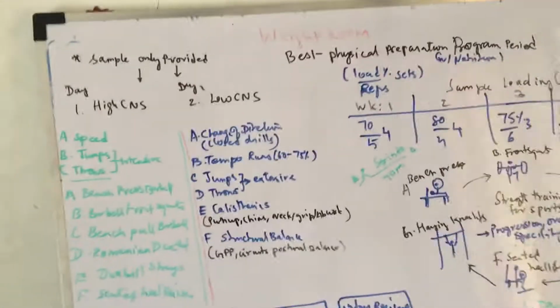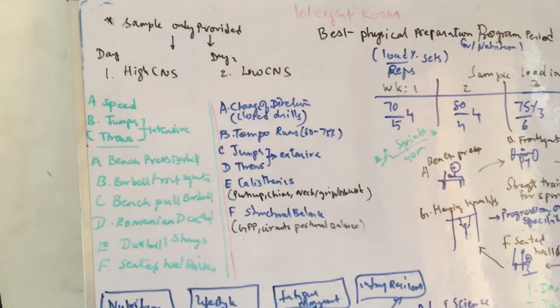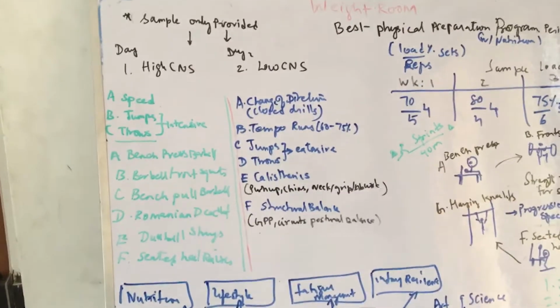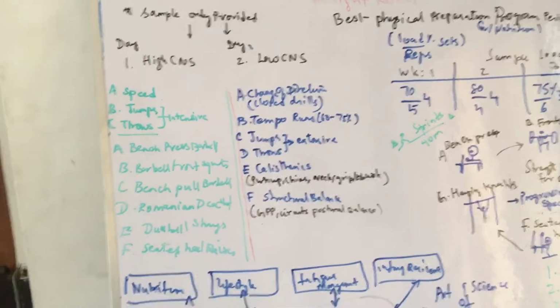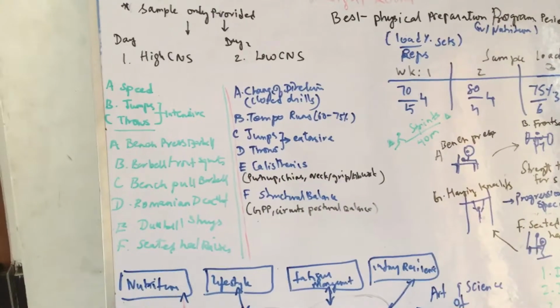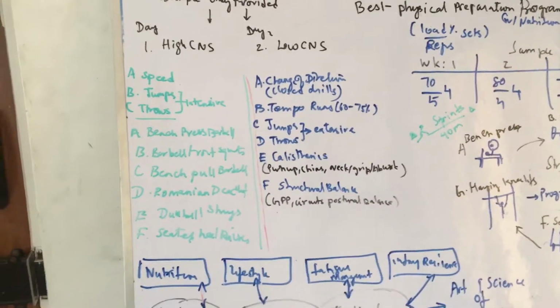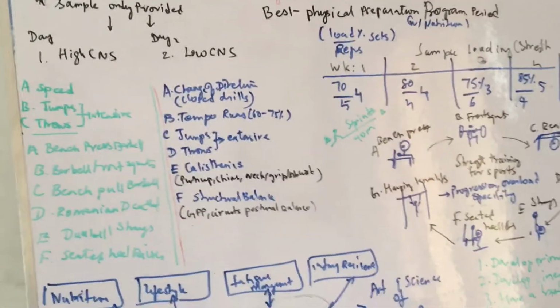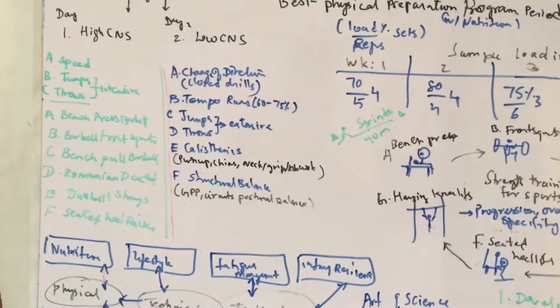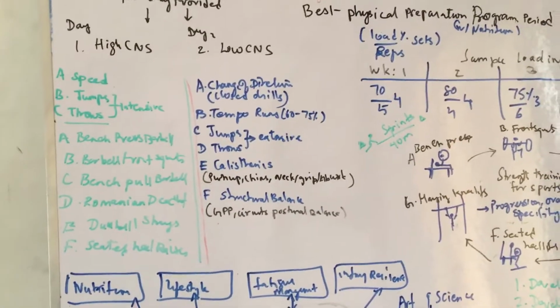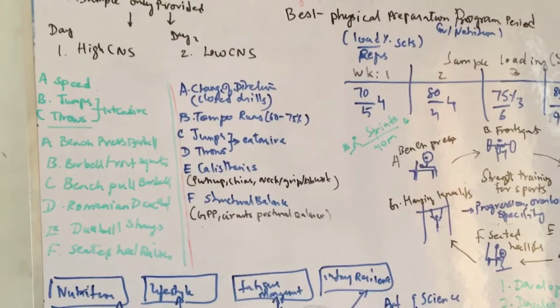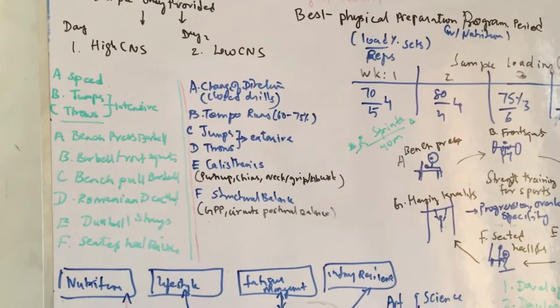High CNS are those taxing the CNS system, which is speed, jumps and throws, intensive, and the weight room, that is, maximal strength stages. Low CNS is change of direction drills, because compared to speed work, change of direction drills won't tax the CNS that much because the duration will be less and the speed will be lower.